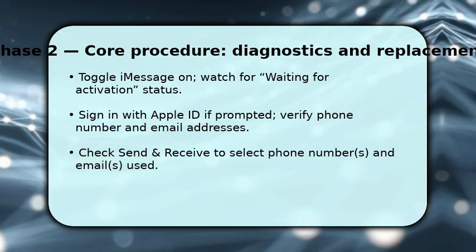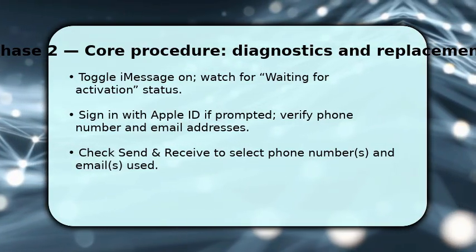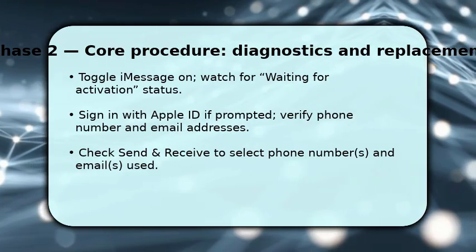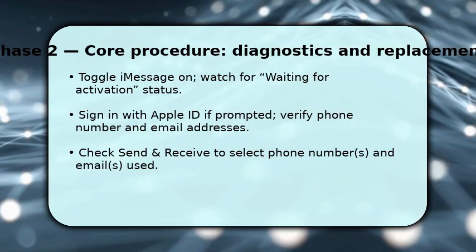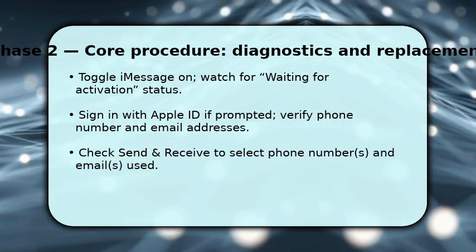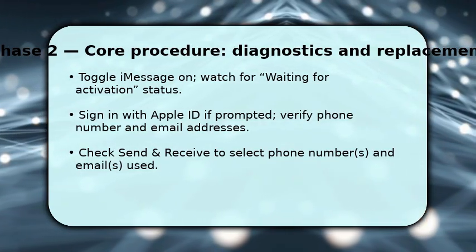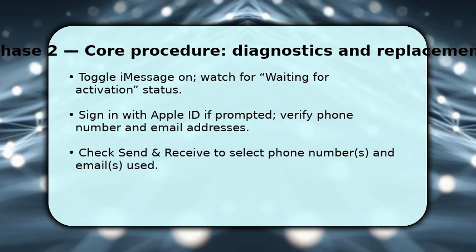If prompted, sign in with the same Apple ID you use for iCloud so messages sync correctly. This ties your phone number and email to iMessage. Then open Send and Receive to confirm which phone number and email addresses can send and receive. If an address is missing, add it in Apple ID settings to keep continuity across devices.